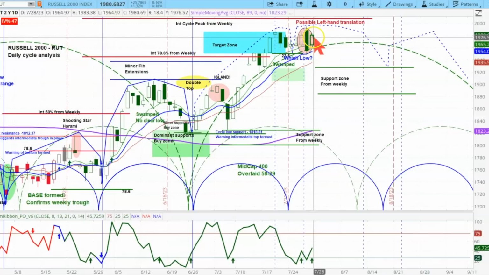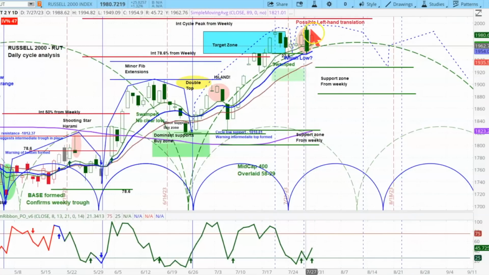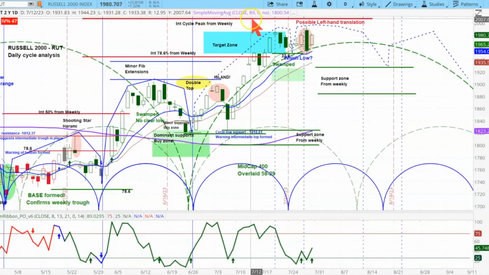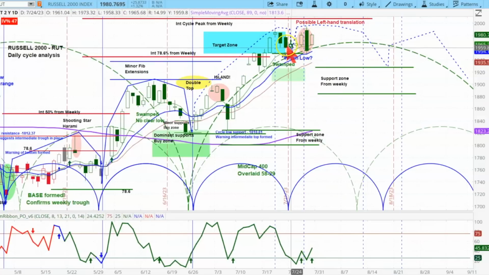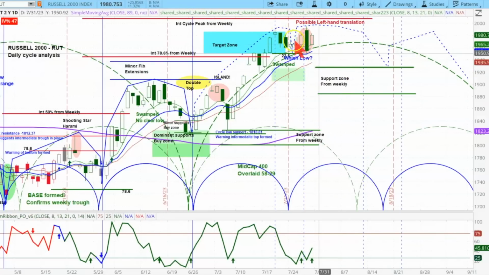Even though it's come back here, it still doesn't tell me anything other than this area right in here is some resistance showing up, and you can see the cycle peak from the weekly chart right there. That is this area of resistance. It got up into the target zone and is finding resistance. So with roughly 10 days or 2 weeks spent in this with 2 reversal signals, it says to me that the Russell is probably done going up.